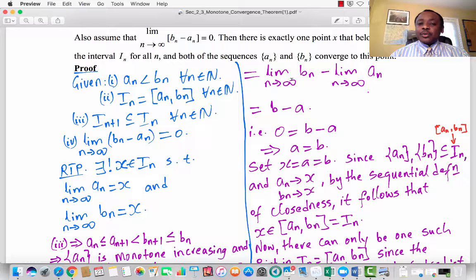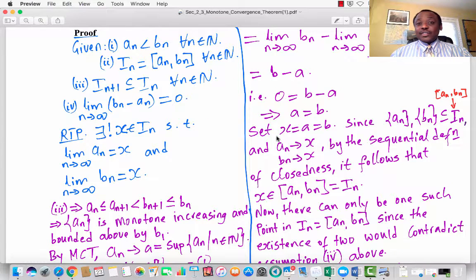But the limit as n approaches infinity of bn is b. We just proved that bn is decreasing and bounded below, so it converges to the infimum b. The limit as n approaches infinity of an is a, so all of that equals b minus a, i.e., 0 equals b minus a, or we will say that a equals b. So set our x to be a, but since a equals b, x equals a, x equals b. In other words, both sequences an and bn converge to the point x.